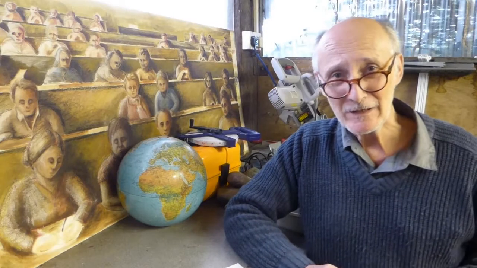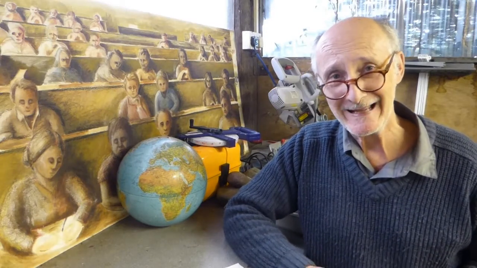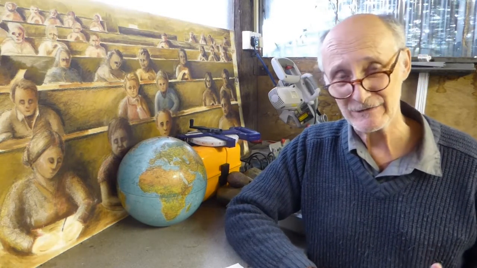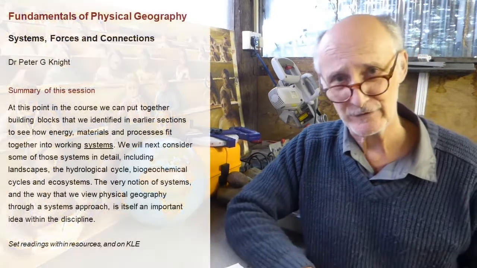Hello everybody, welcome back to Fundamentals of Physical Geography and Step 7.1. In this unit we're going to be looking at systems, forces and connections, the whole idea of a systems approach to physical geography and the way in which that helps us to flag up the ways in which different components of our physical geography environment are all connected together.